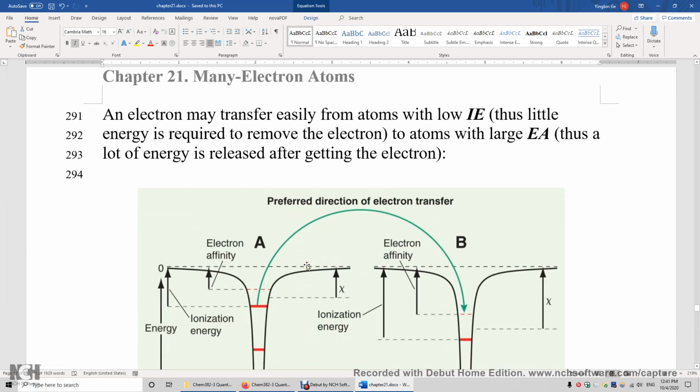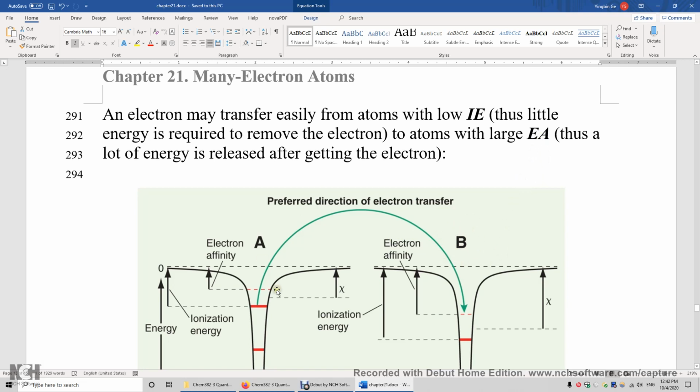Now let's look at a very important process in chemistry. It's the so-called electron transfer. When an electron transfers from A to B, A is oxidized, B is reduced. So this is a very important process in oxidation-reduction reactions. And when does this kind of oxidation-reduction reaction happen easily? Well, if you have an atom with a very low ionization energy, that means very little energy is required to remove the electron, and you have a very large electron affinity in the other atom, then electron transfer is easy.